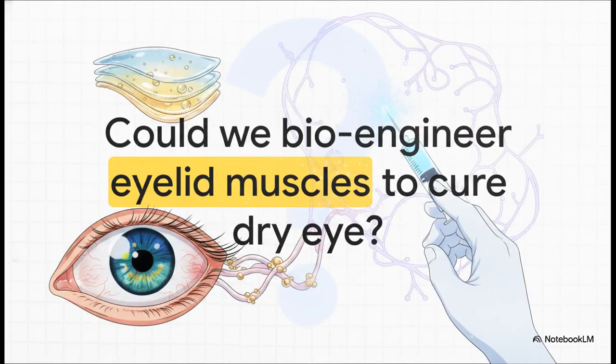I'm going to leave you with this final provocative thought. If the crucial lipid layer is essentially just an oil slick and our natural blinking mechanics physically regulate its release, how might we, one day, bioengineer our eyelid muscles or the neurology driving them to permanently cure evaporative dry eye? Could we actually fix the hardware rather than just constantly adding artificial teardrops?